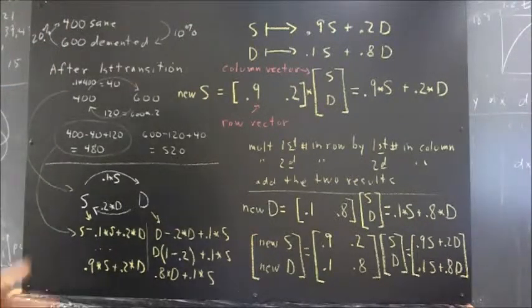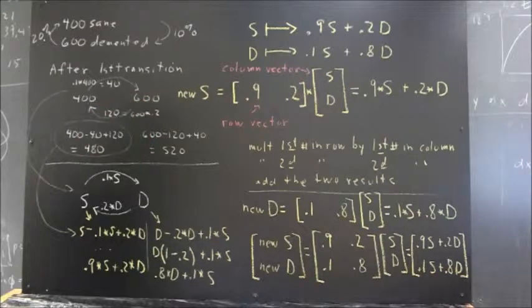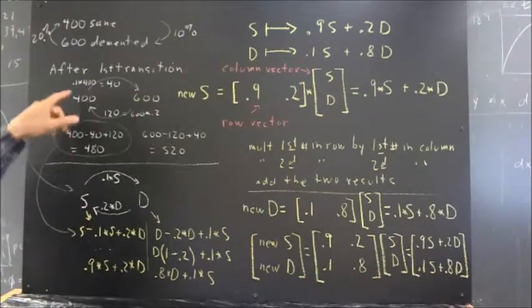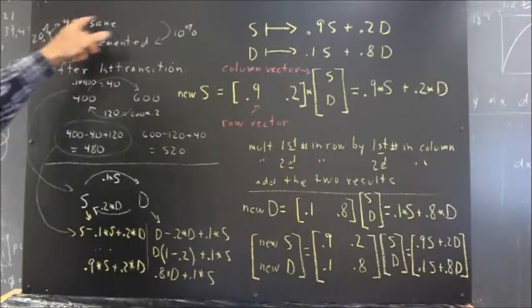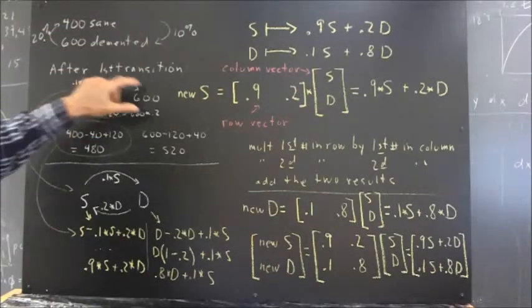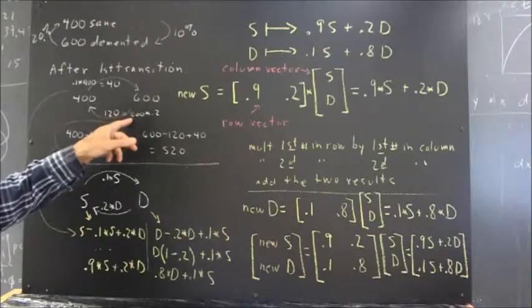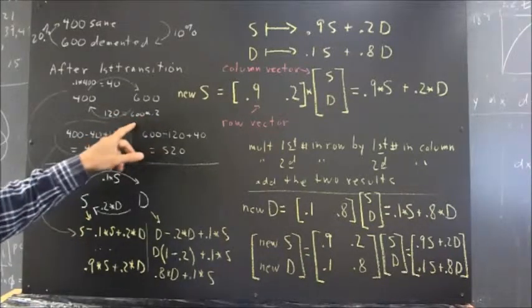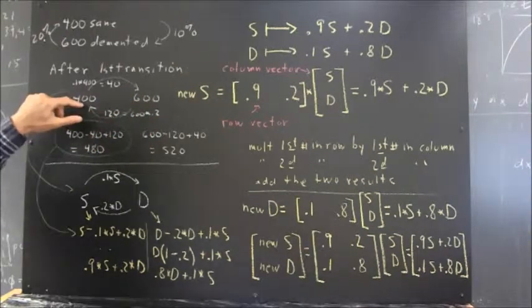Now, what do we have after the first transition? Well, we have 400 sane, 600 demented to start with. We have 0.1 times 400, which is 40. That's the 10% of the sane that go over to the demented side. And 600 times 0.2, that's 20% of 600. That's 120 coming back to this side.